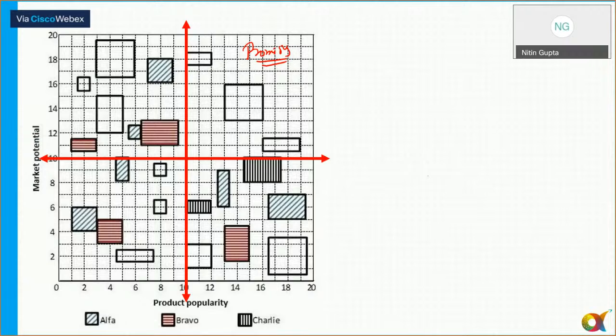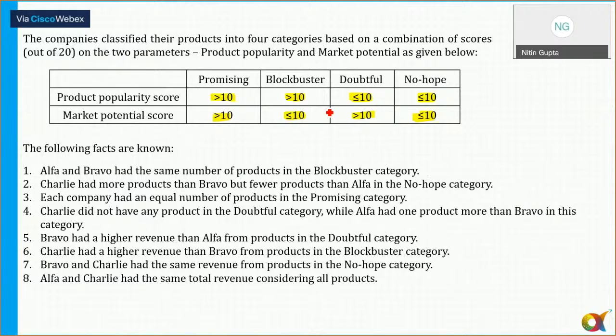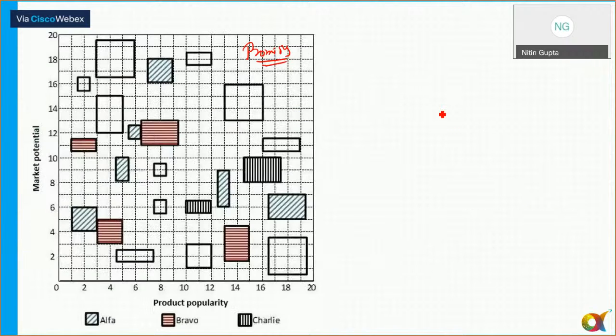Now, similarly, if both of them are less than or equal to 10, then it is said to be no hope. So can I say this area is the no hope? I'm writing it down here. This area is no hope, where the values should be less than or equal to 10. Here all the values are less than 10.